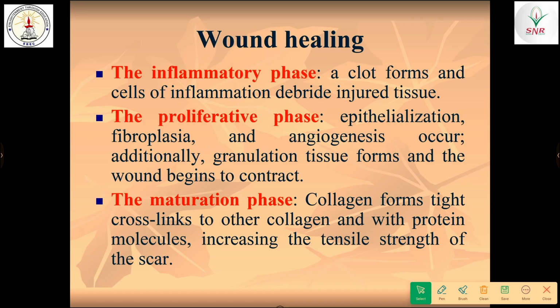The next phase is the proliferative phase. In this, the proliferation of the epithelial tissue and the connective tissues will take place to close the wound. The last phase is the maturation phase. In this, the collagen will be cross-linked together to give much more remodeling of the tissues, and also the tensile strength of the scar will be maintained.